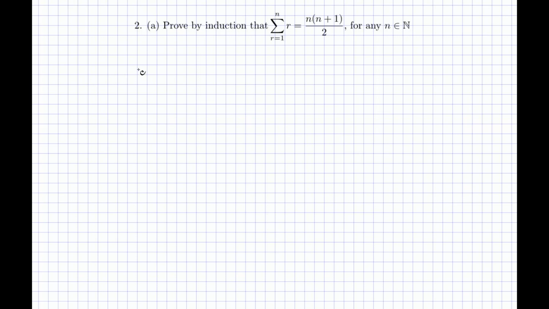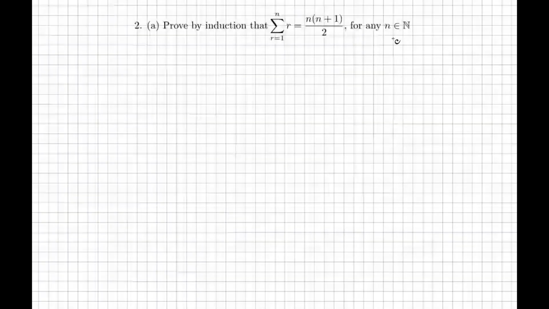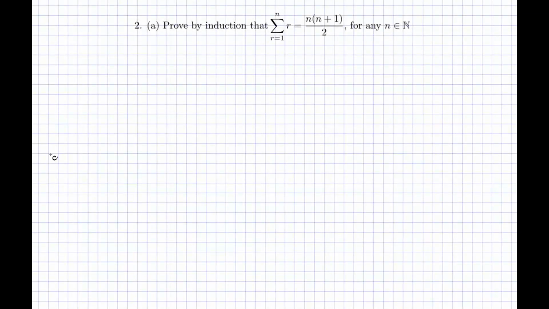Question 2a says to prove by induction that this summation is true for any natural number. Let me just quickly start by going over induction. Induction is the idea that if you have some fact about A, then it implies that the same fact is true for B. That's all induction is.